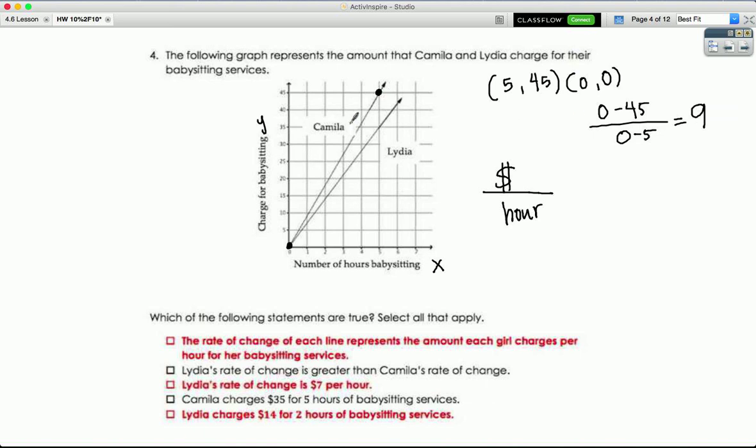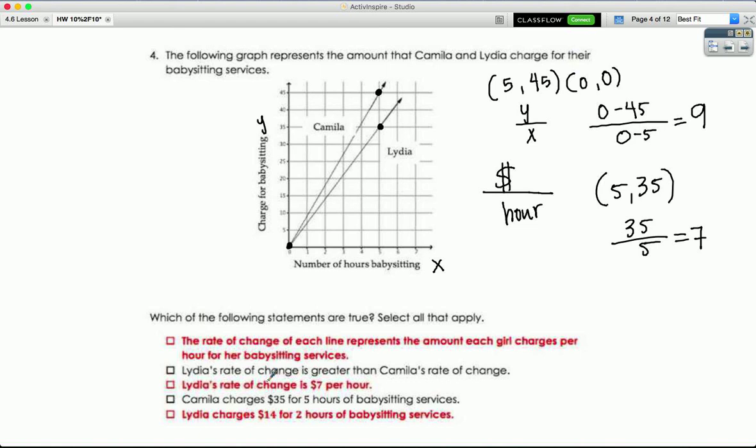So that was for Camilla's rate of change. To find Lydia's rate of change, I see a good clean point right here at the point 5, 35. Now that I understand this is a proportional line, I could really just find the rate of change by doing y divided by x, 45 divided by 5. I'm going to use that shortcut with Lydia at the point 5, 35. And I see that 35 divided by 5 tells me that Lydia's rate of change is 7, so $7 per hour is correct.